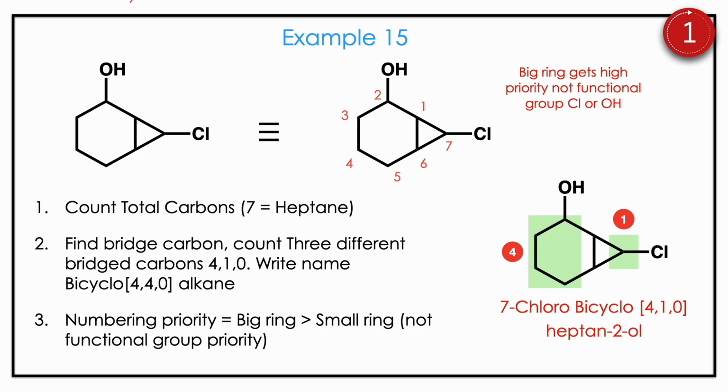Big ring gets high priority, so the numbering starts from there, then go to OH, so it's 2 OH, end up with 7, which is chloride there, so 7 chloride. So if you name it, it will be 7-chloro bicyclo 4,1,0 heptan-2-ol, because alcohol comes as suffix, so it's a heptan-2-ol. The important fact you should know here is the ring gets priority, not the functional groups.